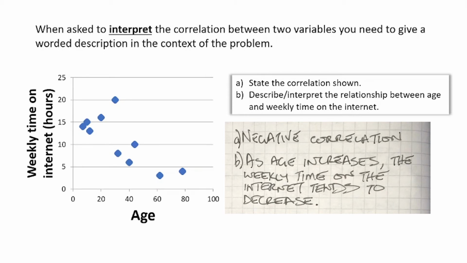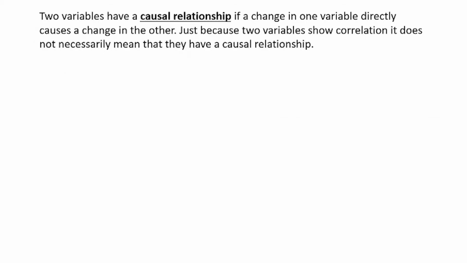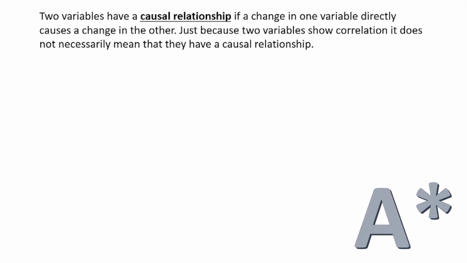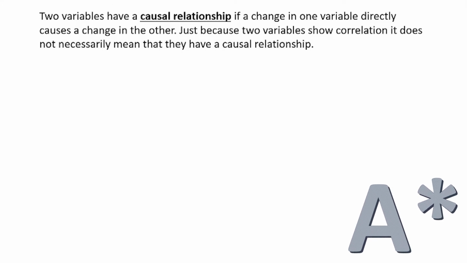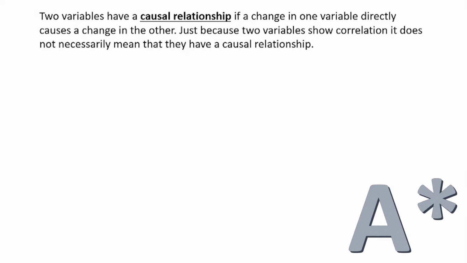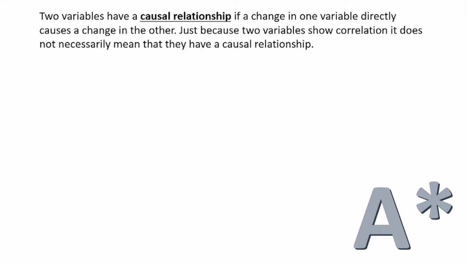Now I want to point out that just because there's correlation does not instantly mean there's a causal relationship. A causal relationship means that one of the variables directly changes the other variable, directly causes the change in the other variable. If we have correlation, but we don't actually have the causation, we have what we call a spurious correlation. Let's have a look at a couple of examples.